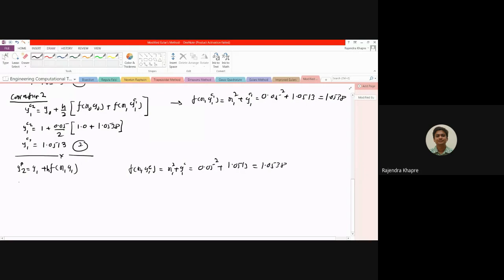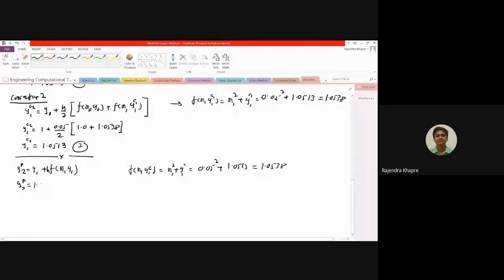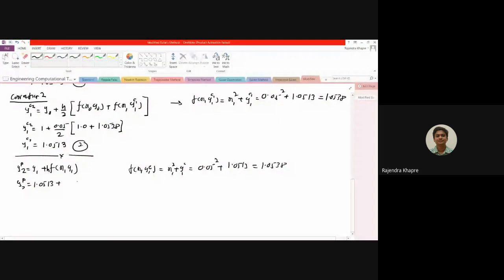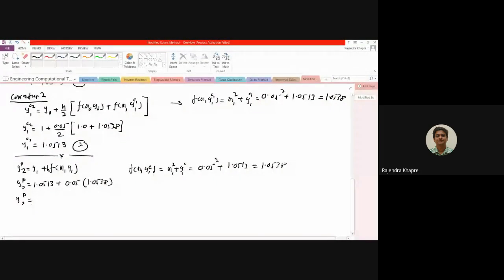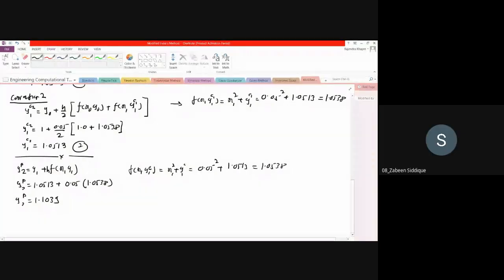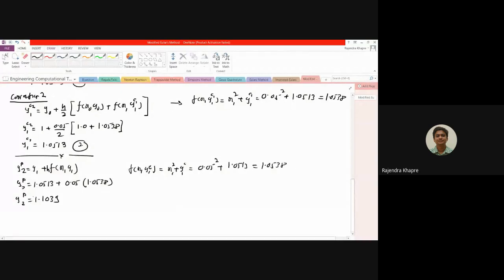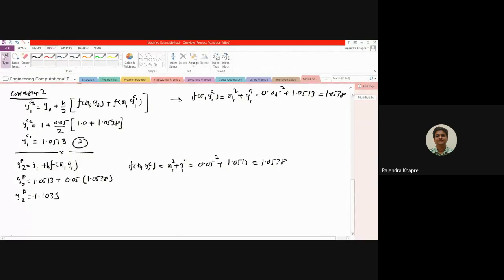So now let us calculate y2 predicted. The final value of y1 is 1.0513 plus h is 0.05 into 1.0538. How much is this y2 predicted? 1.1039. Okay, so this is the predicted value. Someone please cross check this answer. Yes, sir. Right. So this is the predicted answer. Now we have to go for corrections.